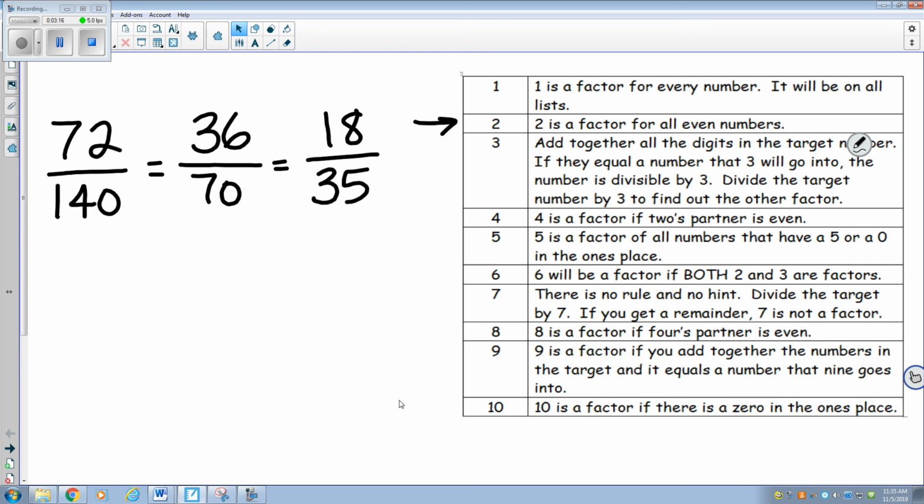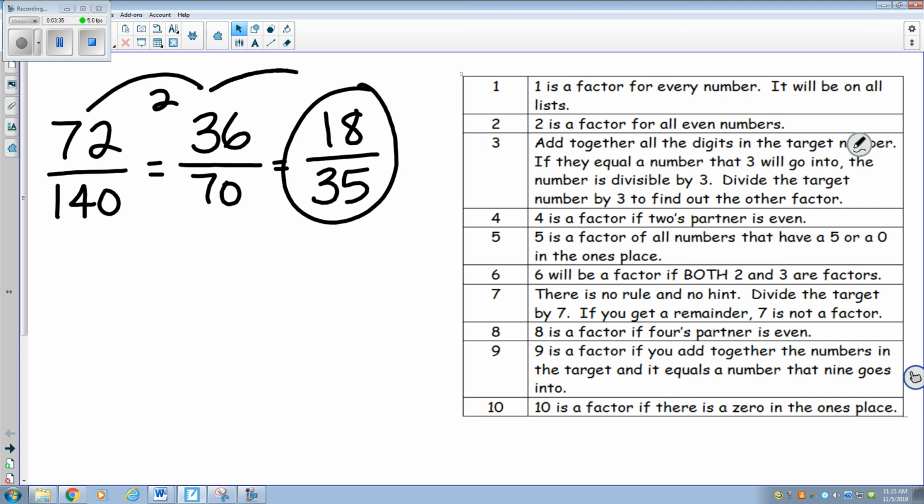And we need to think of any numbers that 18 and 35 can both be divided by. In this case, there are no numbers. The only number that 18 and 35 can be divided by is the number 1. And whenever that is the case, you know you're in simplest form. So we took our original fraction and we divided by 2 and got to 36/70ths. Divided by 2 again, we got to 18 over 35.